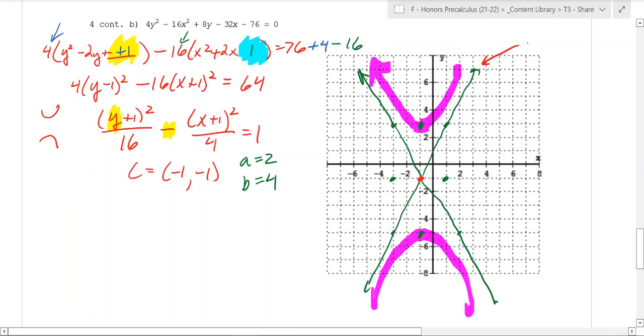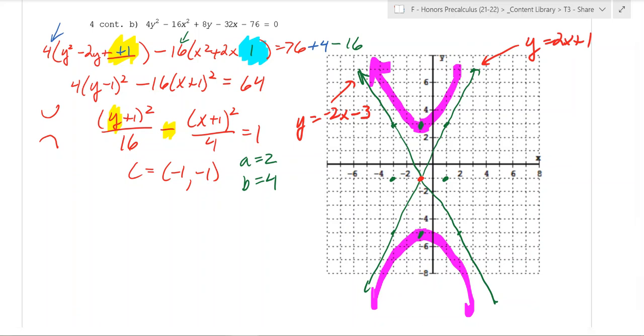So the asymptotes are just these lines right here. And if you use slope-intercept, you can find that that's y equals 2x plus 1. And then this one right here is going to be y is equal to negative 2x minus 3. And you can do that straight from the intercepts that you see right there. So what about the foci right here? How do you find the foci?